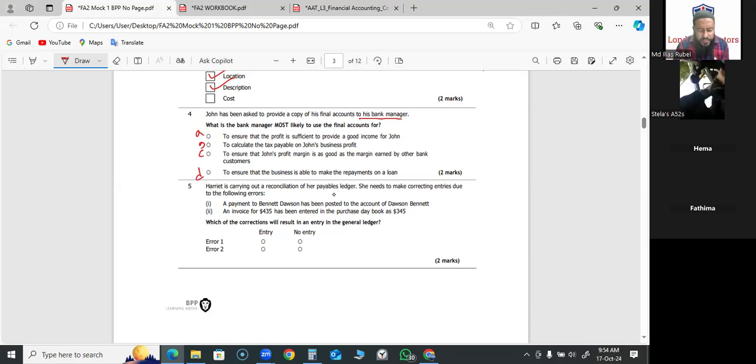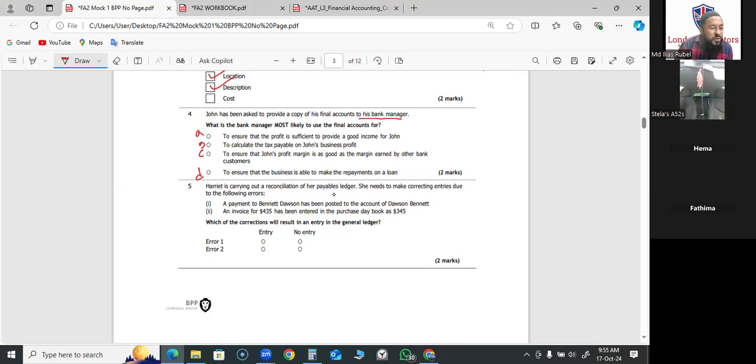Oh, I can read it for you. Number 4, why would a bank manager ask? What is the relationship between you and a bank manager? What does a bank manager give to you? Number 1, ensure the profit is sufficient to provide a good income for John. Fatima gave me already an answer. Number 2, next time one of you have to read it for me, guys. Remember, I'm getting some answers already. To calculate the tax payable on John's business. You think the tax is the bank's job to do? To ensure John's profit margin is good and the margin earned by other bank customers. You think the bank is concerned about the profit again?